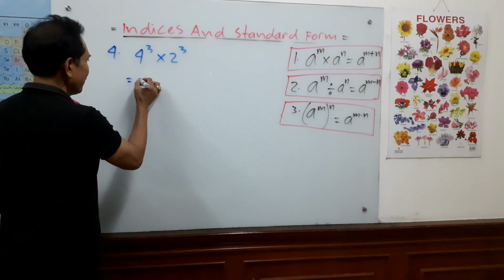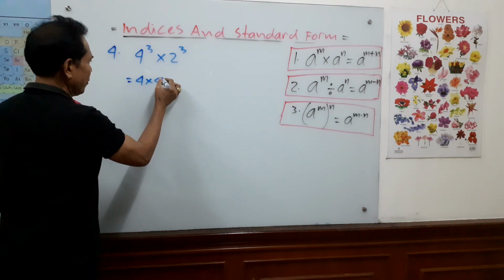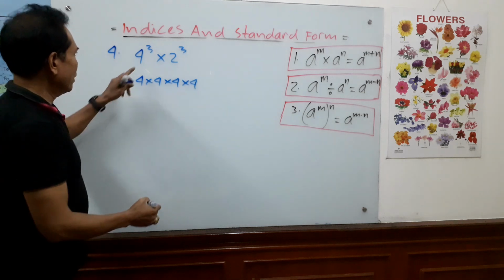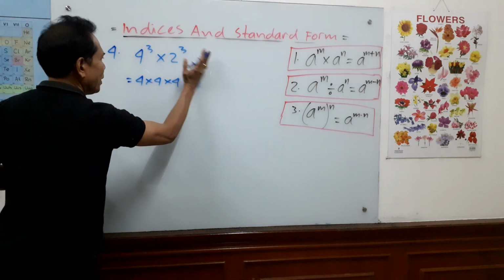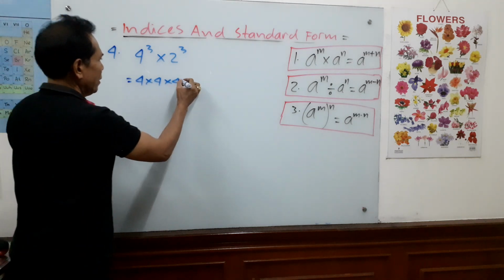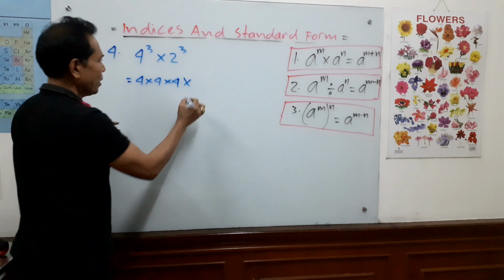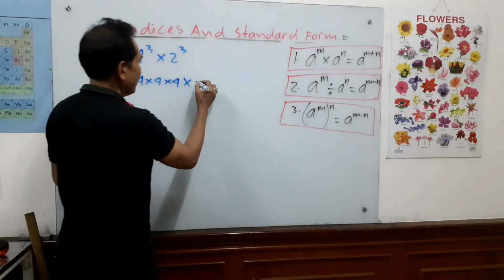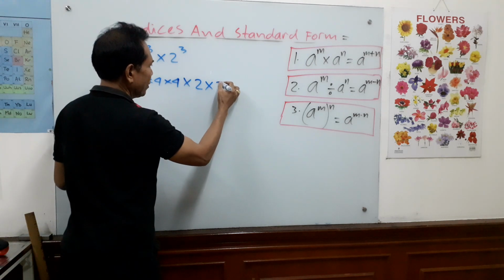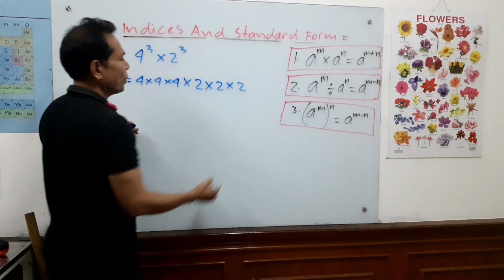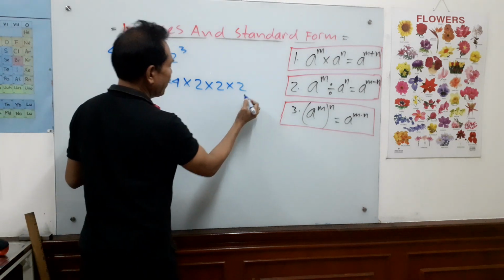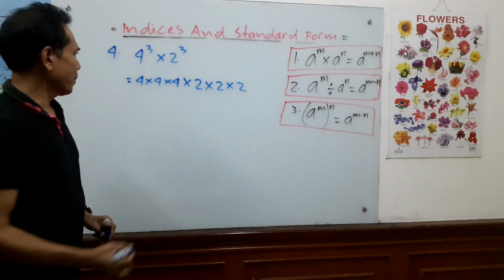So we bring here 4 times 4 times 4. Sorry, it should be only 3 here: 1, 2, 3. And then we put this multiplication sign here, and then we come to 2 times 2 times 2, 3 times. So here we have 3 factors, and here we have 3 factors also.